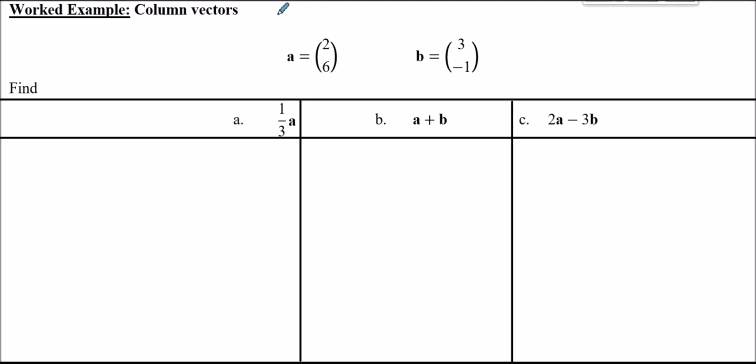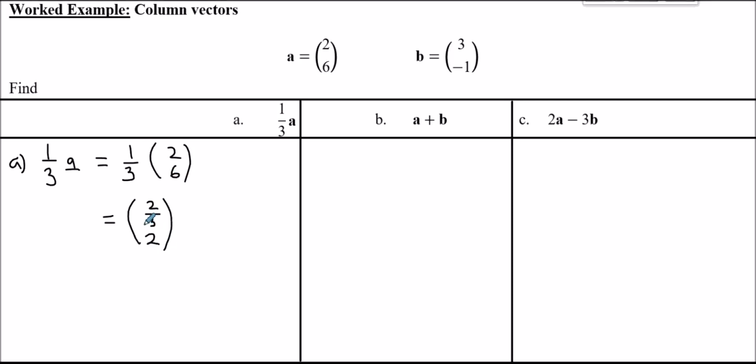So let's have a look at a quick worked example now, using this idea of column vectors. For part A, how to work out 1/3 of A. Well, 1/3 of A just means 1/3 of 2 and 6. So 1/3 is a scalar, so we just multiply 1/3 by the 2, and then multiply 1/3 by the 6 separately. So 1/3 multiplied by 2 is 2/3, and 1/3 multiplied by 6, 1/3 of 6, if you like, is 2. And so that's it for part A.